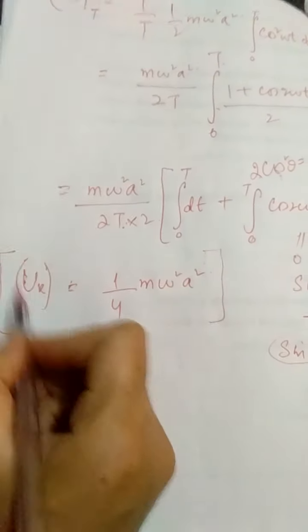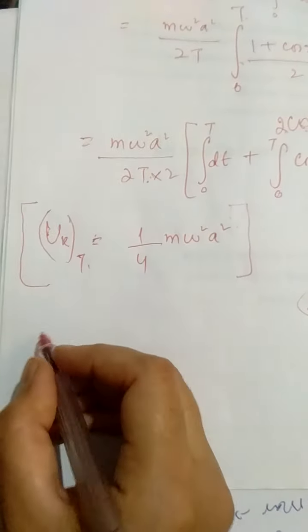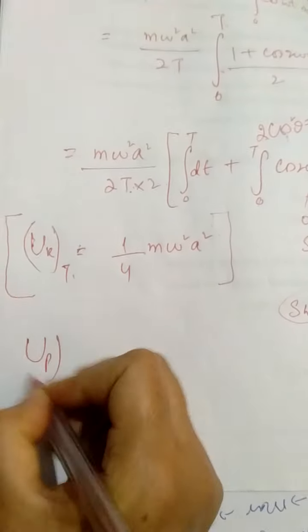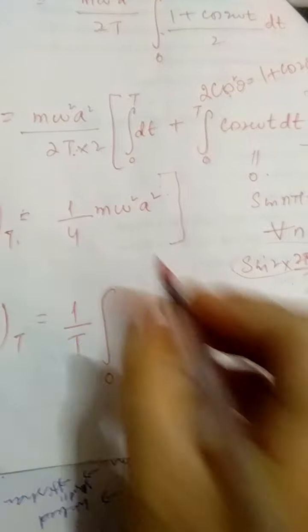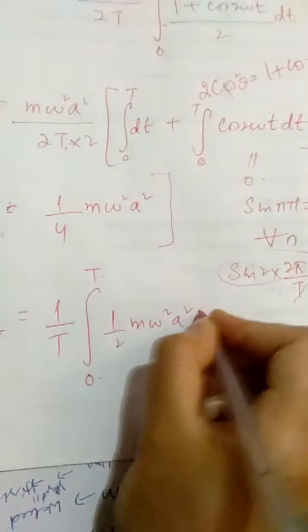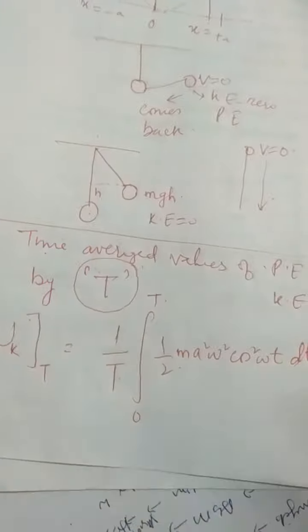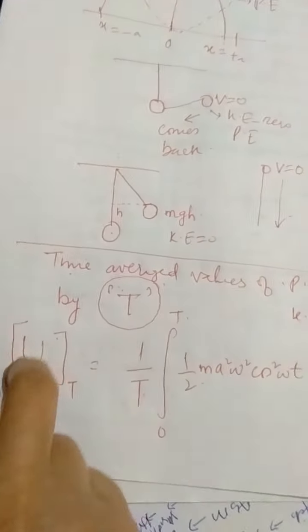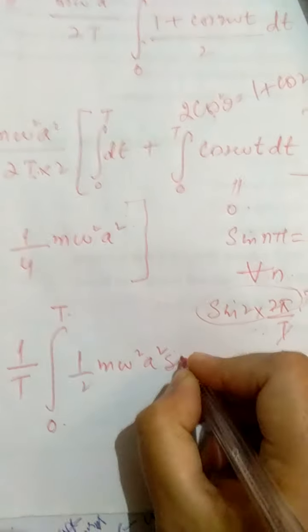Time averaged value. Similarly, we can proceed to find the time averaged value of potential energy, and that is U_P time averaged. Again, that will be written in the same way, integral 0 to T half of m omega square a square, and that is how much? This much. Let's go back to the first page, and that is this much, sine square omega t, right? So let's go back to that. Sine square omega t.